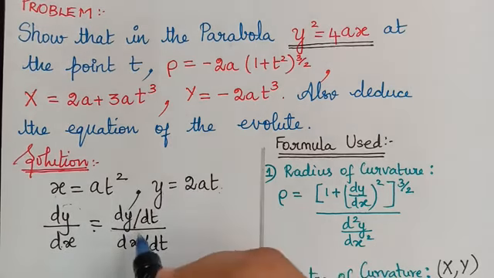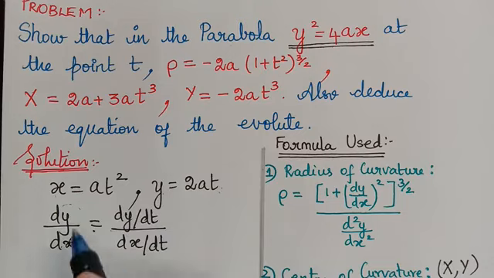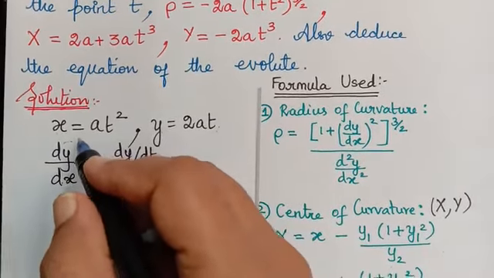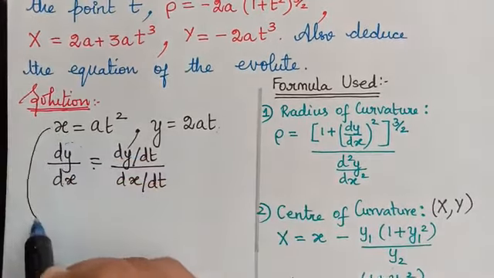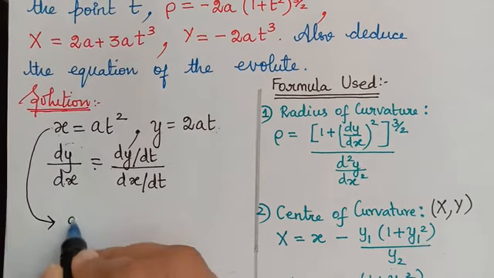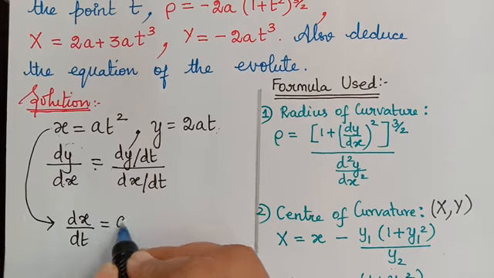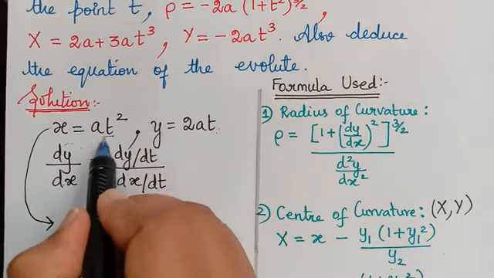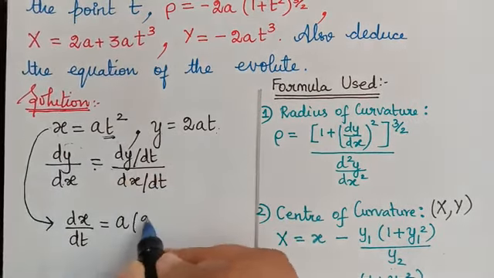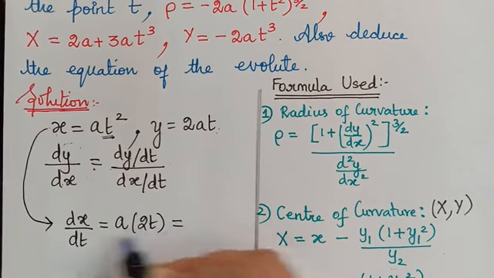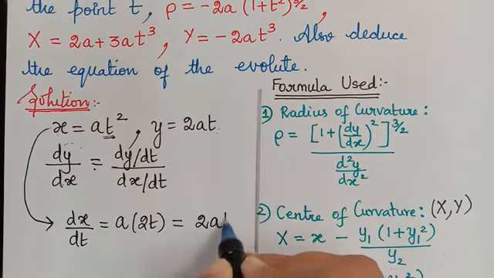So let us find that now. x is given as at squared. So when we differentiate this x with respect to t, we get dx by dt equal to a and the differentiation of t squared, that is 2t. So therefore dx by dt will be 2at.